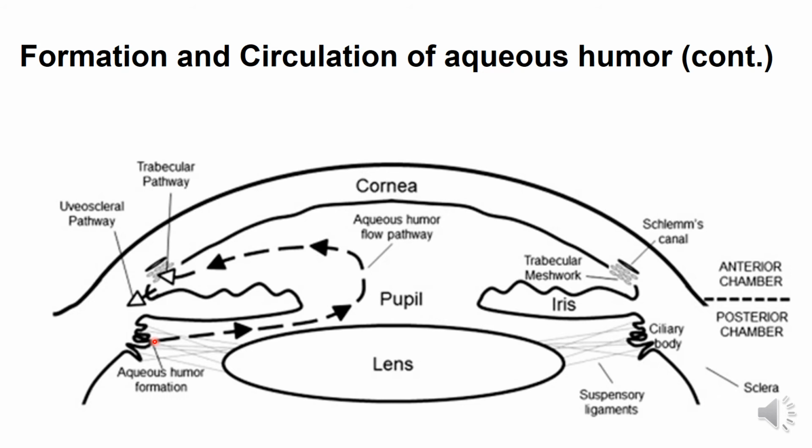Once the aqueous is formed, it moves into the anterior chamber through the opening or the space between the lens and the iris, going to this angle, and it is drained through the Schlemm canal. This is the major drainage way, and there is a minor one through what is called the uveoscleral pathway. The major one is through the Schlemm canal.